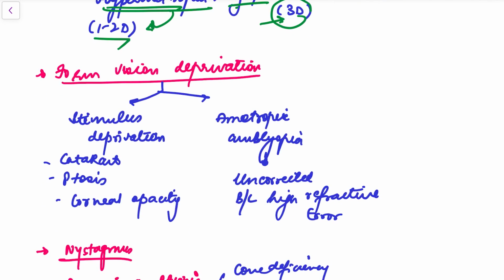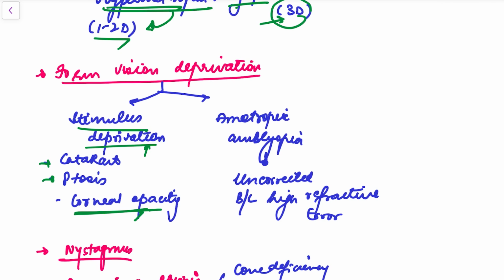Now the third one is form visual deprivation, that is stimulus deprivation or ametropic amblyopia. What is stimulus deprivation? For example, if there is a congenital cataract present in one eye, then that eye will not be able to send proper signals to the brain, and even if we correct the cataract in that eye, the brain will not receive signals from that eye, and hence the eye will become amblyopic. Like cataract, ptosis, if there is drooping of the eyelid, the child will not be able to see with the eye in which ptosis is present. And if there is corneal opacity, in that case also there will be media opacity, and the eye will not be able to function properly.